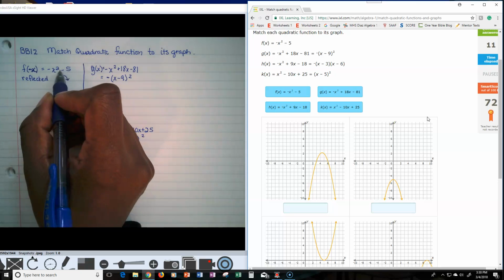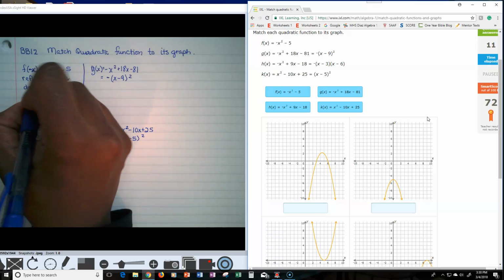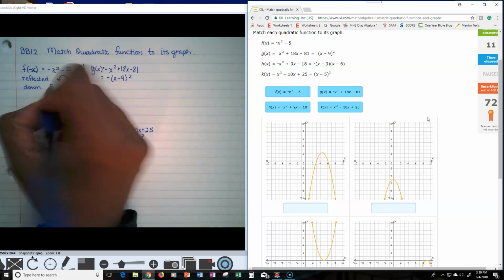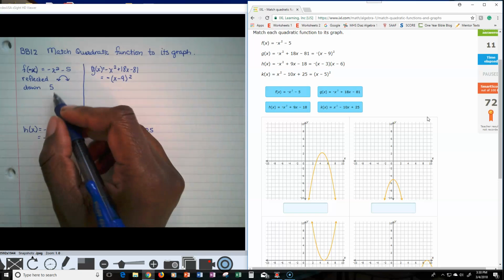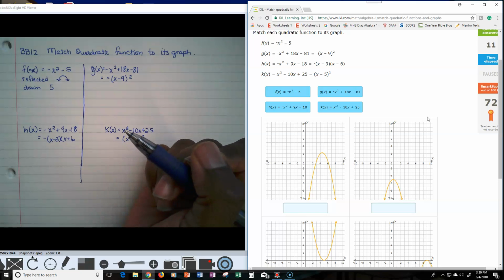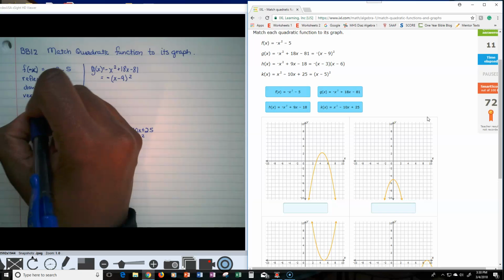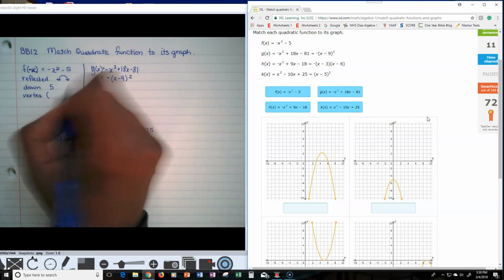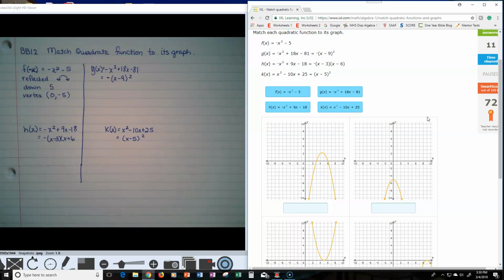Also, I know that there's no h, there are no parentheses here, so I know it's gone down 5. All right, so also what I would know then is that my vertex, since it hasn't moved left or right, would be 0, -5. Okay, that's about all I know about that.